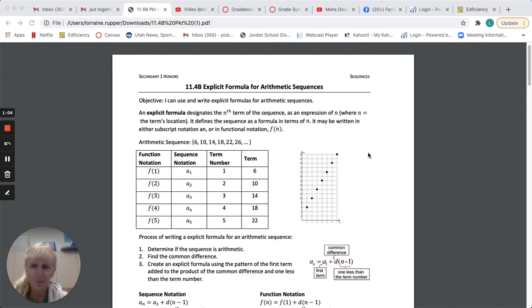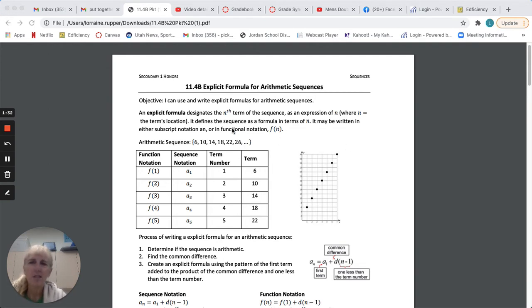So, an explicit formula designates the nth term of the sequence as an expression of n, where n equals the term's location. It defines the sequence as a formula in terms of n. It may be written in either subscript notation, a sub n, which is incorrect on that paper. It should be a with a little n, or in functional notation, f of n, a bigger n.